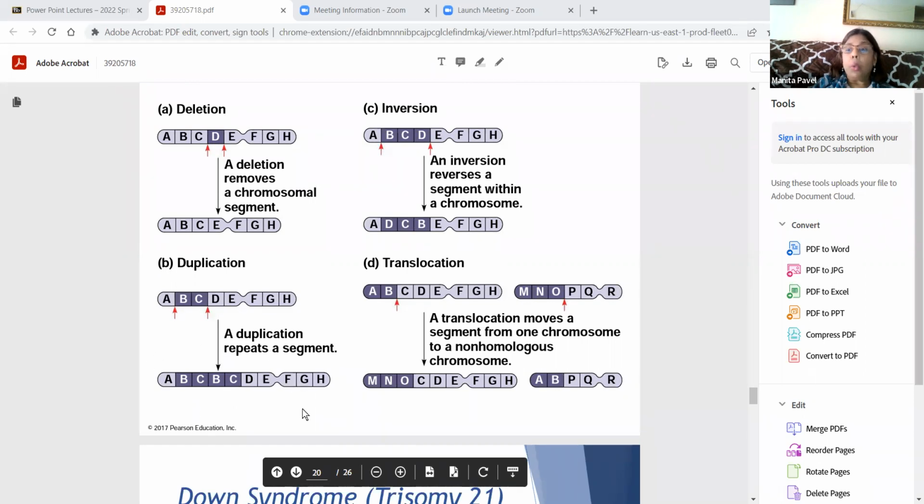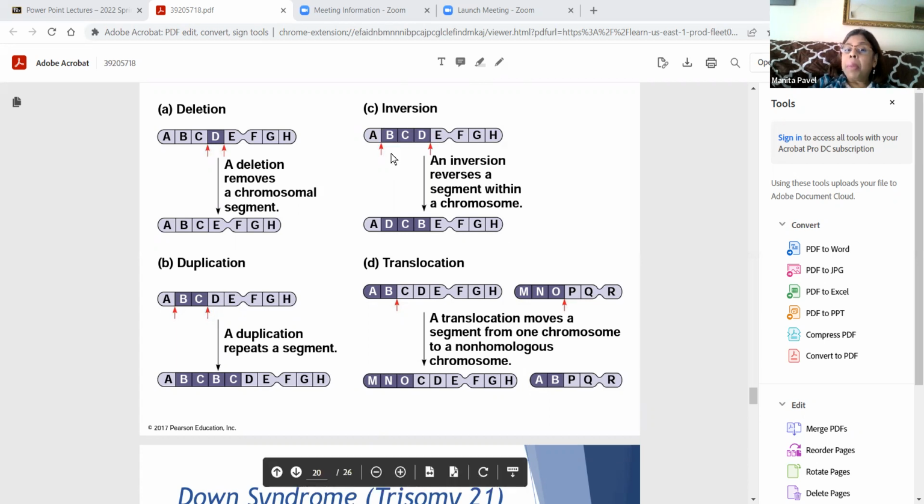So this makes the chromosome longer with a repetitive segment of the chromosome information. Let's go to inversion. So you have A, B, C, D, E, F, G, H. Now, B and D fragments are switching places. They're inverting themselves. And so now you have A, D, C, B, E, F, G, H.